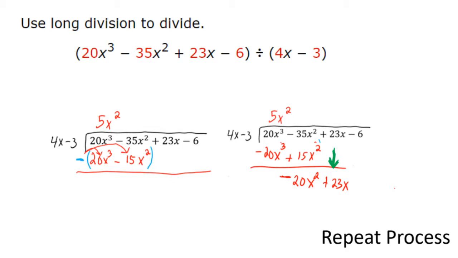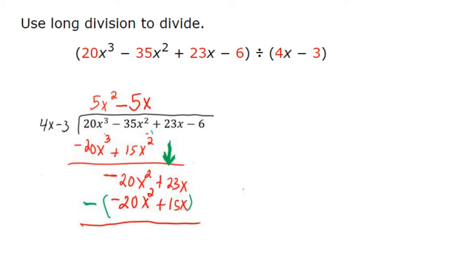What term can I multiply to 4x to get a negative 20x squared? Well, that would be a negative 5x, right? So if I multiply a negative 5x, negative 5x times 4x is a negative 20x squared. Negative 5x times a negative 3 is a positive 15x. Subtract. Now, if you see, we've been putting parentheses because with the subtraction, since we're dealing with a polynomial, please don't forget to distribute that negative sign. A negative times a negative is a positive. A negative times a positive is a negative.